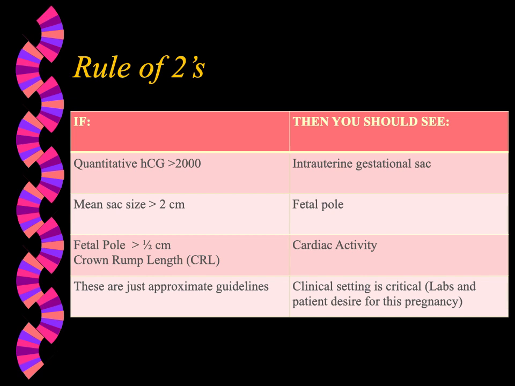And it's important to remember these are just approximate guidelines to be quick and easy, but the clinical setting is critical. Her labs and the patient's desire for this pregnancy are important factors in determining what to do with the next steps. Next, I'm just going to take you through some first trimester crown rump lengths.